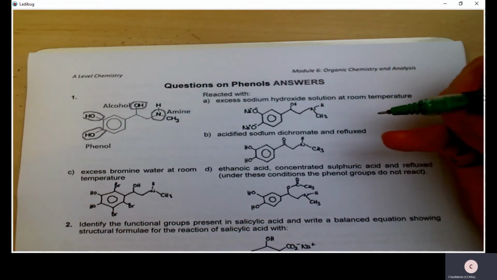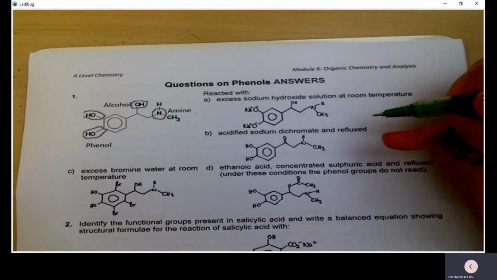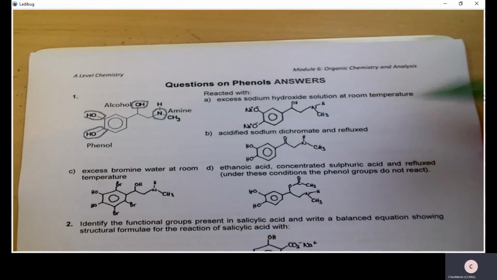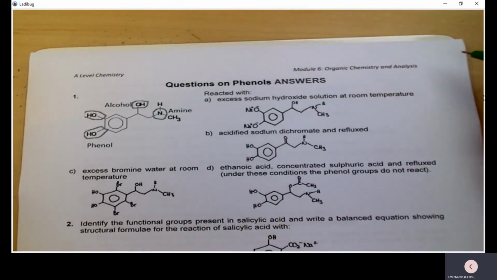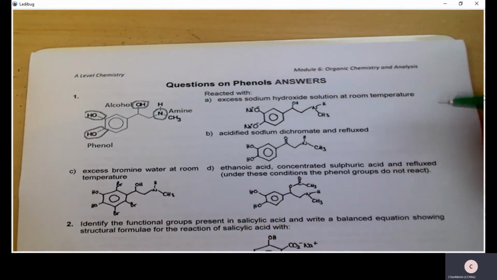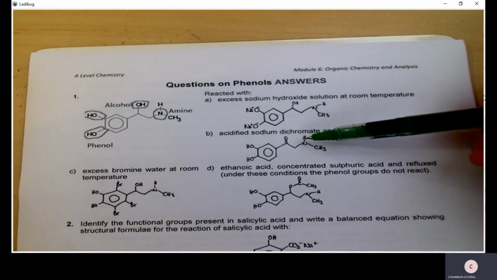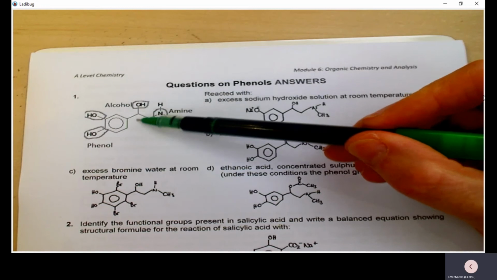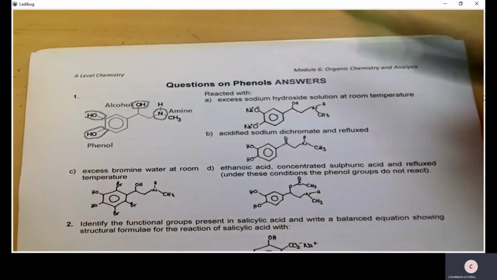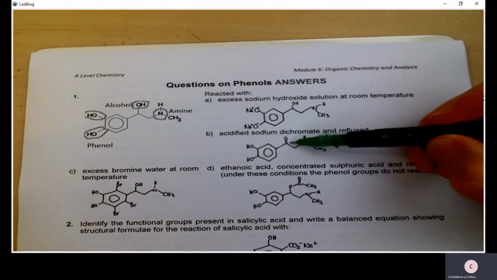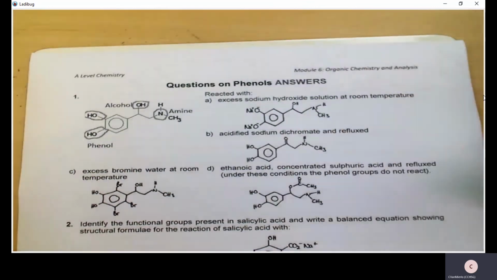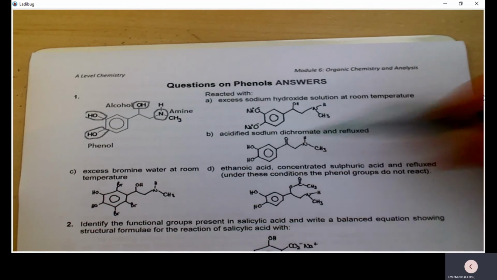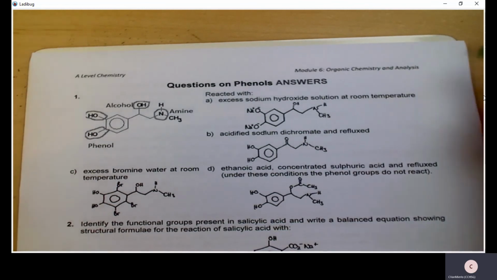Acidified sodium dichromate and refluxing. We need to remember back to our alcohol chemistry. A lot of the questions we'll do from now on will dip into older topic areas as well to help refresh your knowledge. Sodium dichromate can oxidize an alcohol. If we look here, we've got a secondary alcohol, so we've got the H attached there as well, 2 carbon chains. So we can oxidize that to a ketone, like so, but the phenol group cannot be oxidized. So the only change here is turning the OH to a C double bond O.